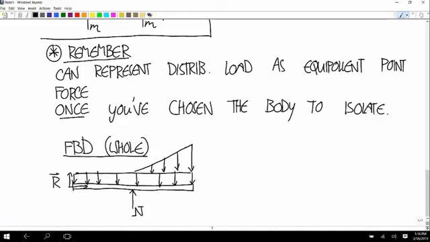Okay. So for the weight force, we have a total weight of 490.5 divided by a total length of 2 meters. So 490.5 divided by 2 is 245.25 newtons per meter. And then this one has a maximum value of 1,000 newtons per meter.